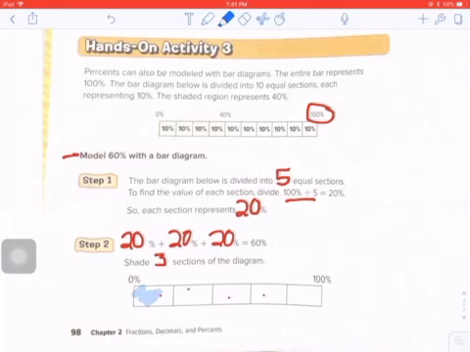So I'm going to shade that in. Okay, it doesn't have to be perfect, as you can see, but I can shade in about 3 sections there, and I know that that's 20%. That's 20, and so is this, and that would give us 60% total.